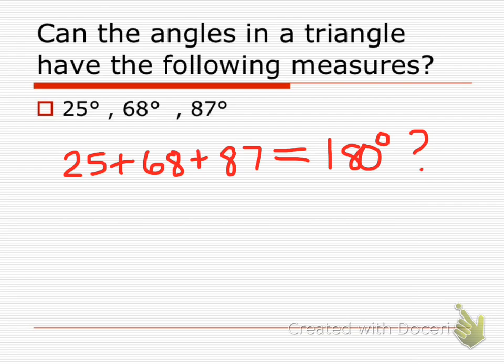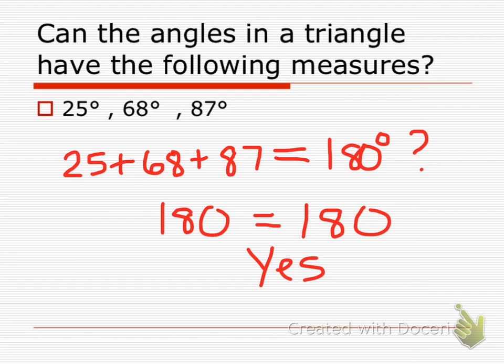That's the question. So add them up. 25 plus 68 plus 87. If you add them all up, you get 180. So the answer would be yes. These could form a triangle. If you add up the three numbers and they do not equal 180, even if they equal 179.9, they do not equal 180.